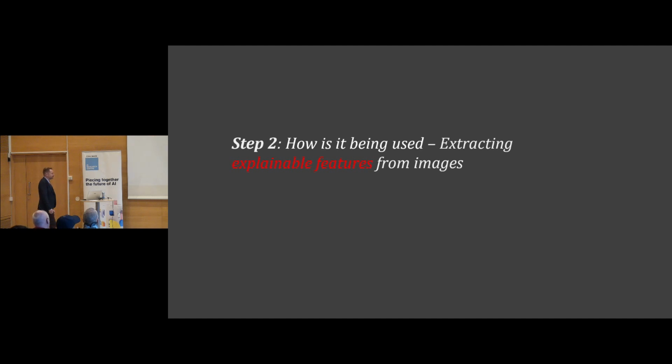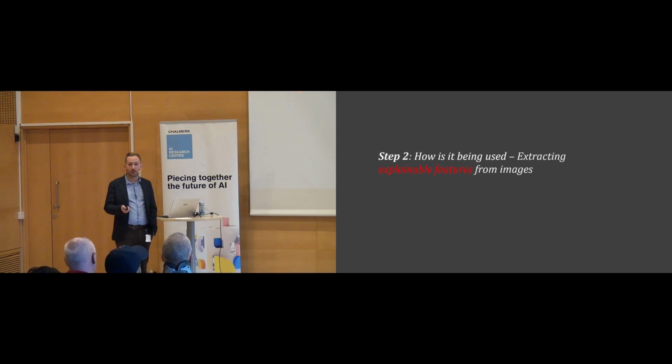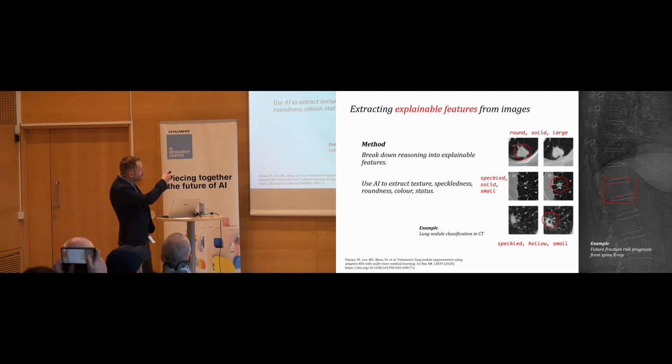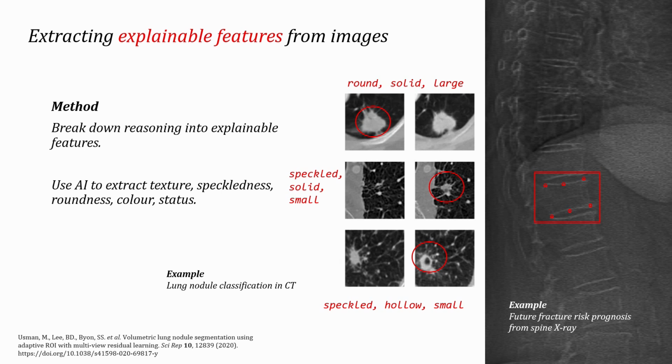How are things being used? What we can do instead is extract explainable features, for example, that we know are useful already, using AI, and then we apply, for example, classification or risk prognosis. We can, for example, in the case of lung nodules in CT, find that they may be round and solid and large, they may be speckled, hollow, and so on. And we can extract these features using AI, and then we can use those in a later downstream task of classifying the risk, maybe according to the clinical guidelines already used by doctors.